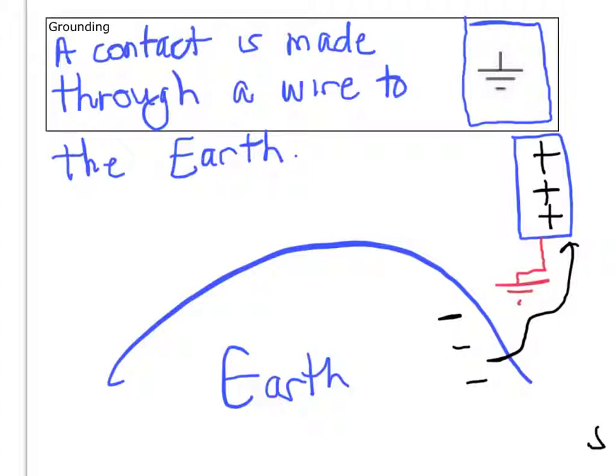So we ground because we don't want built-up charge. You see this quite frequently. Anywhere in the lab room, all of our taps and all of our electrical connections are connected to ground, and that's a safety measure as well. We'll talk a lot more about grounding later in the course.